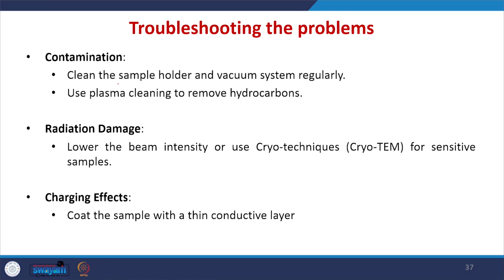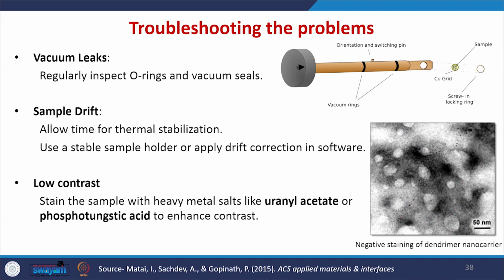If there is a contamination, clean the sample holder and vacuum system regularly. Use plasma cleaning to remove the hydrocarbons. If there is damage due to radiation, lower the beam intensity, or if you are using a very sensitive, temperature sensitive sample, you can go for cryo TEM. And to overcome the charging effects, we have to coat the sample with a thin conductive layer. To overcome the vacuum leaks, we have to regularly inspect the O-rings and vacuum seals in the grid holder. And to overcome the sample drift, we have to allow time for thermal stabilization, or we can use the software and correct the drift in the software.